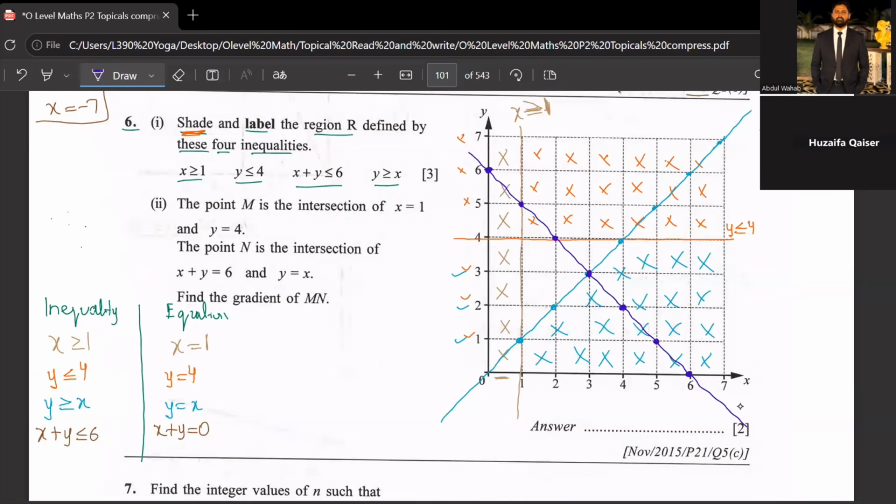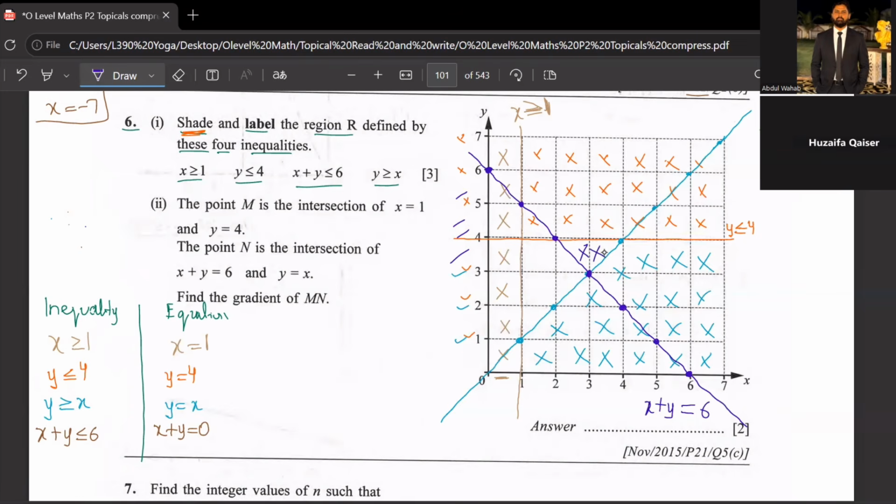And the equation of this line is x plus y is equal to 6. Now, focus on what the condition is. X plus y is less than 6. Less than 6 means you need to focus on the lesser values towards these values. It means these values are not under consideration.